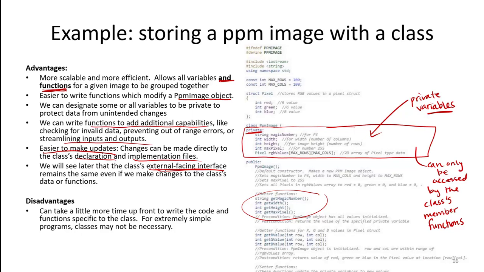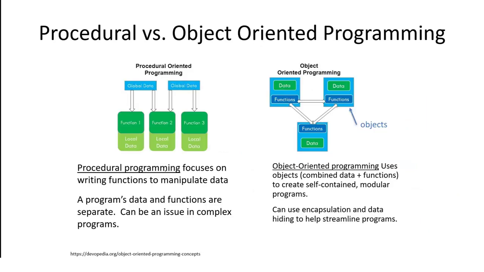So let's go ahead and take a closer look at how we actually use classes in C++ and how we can actually build these and implement them in our own programs. Let's first begin with a few terms. Up to this point in the course, we have been doing what is called procedural programming. In procedural programming, we focus on writing functions to manipulate data. In procedural programming, a program's data and functions are kept separate.